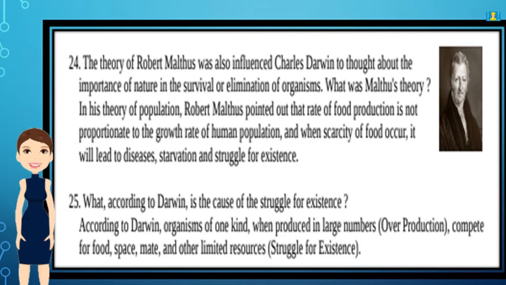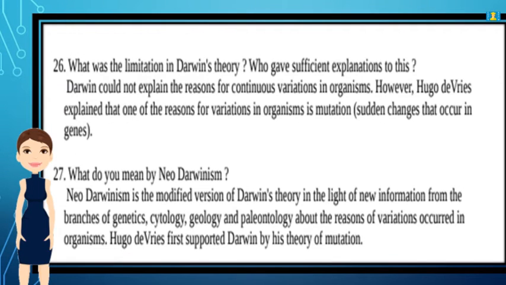What according to Darwin is the cause of the struggle for existence? According to Darwin, organisms of one kind, when produced in large numbers, compete for food, space, mate and other limited resources. What was the limitation in Darwin's theory?